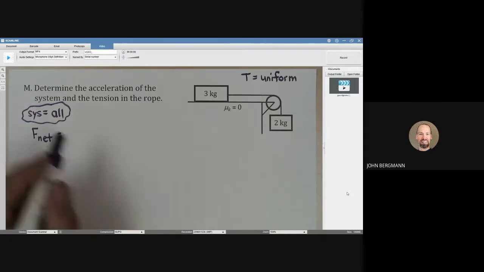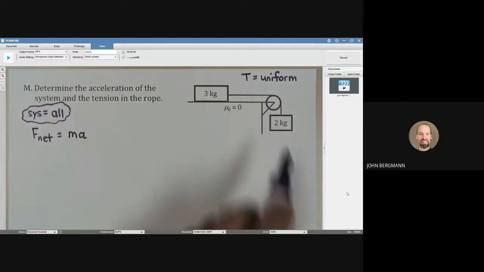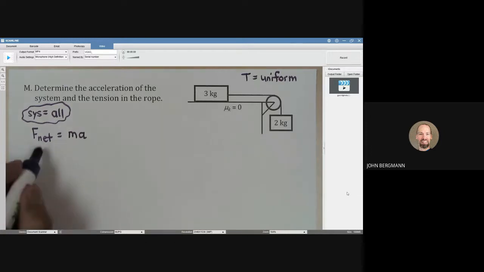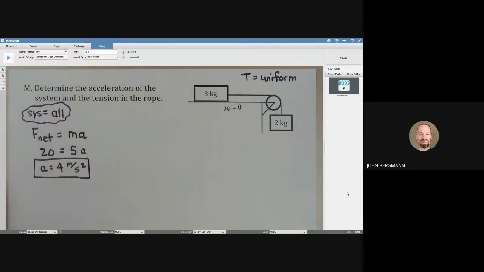The net force is going to equal the mass times the acceleration. And what's the net force on this system? Isn't it just the weight of this 2 kilogram mass, which is 20 newtons? And the mass is 3 plus 2, which is 5. So the acceleration of this system is 4 meters per second squared. Usually when you want to find the acceleration, you want to have your system be the whole bit of it. That's usually what happens when you're finding the acceleration.